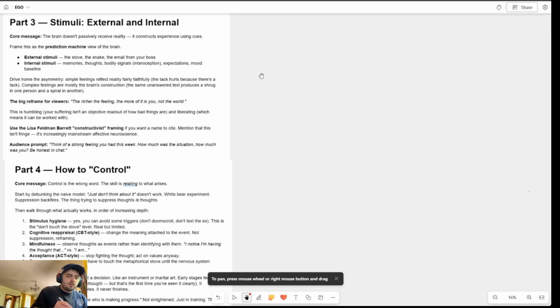So the brain doesn't just passively receive reality. It is constructing it. So if we've got external stimuli, the stove, the snake, the email from our boss, and again, this email from our boss really depends on whether we have not enough experience, we are just some kind of person who is afraid to lose that job. So that's going to create a lot of stress. For example, if the email is not pleasant, stress.